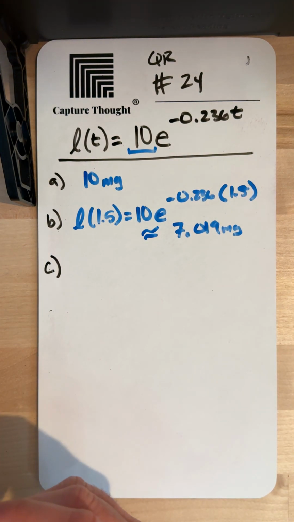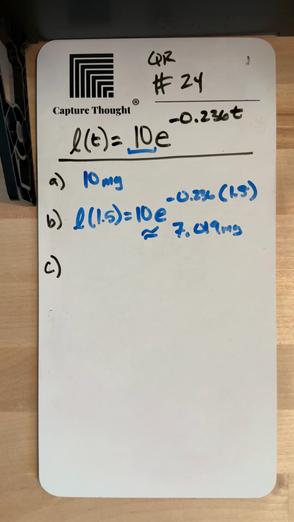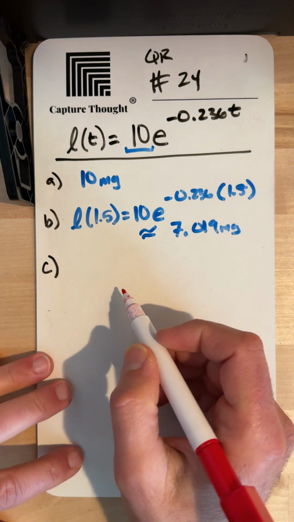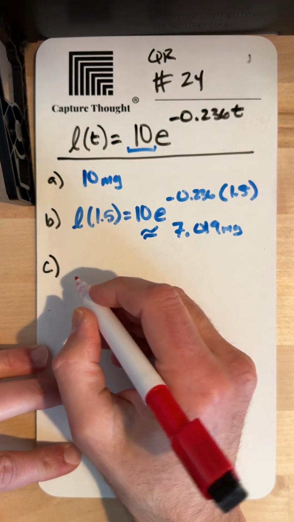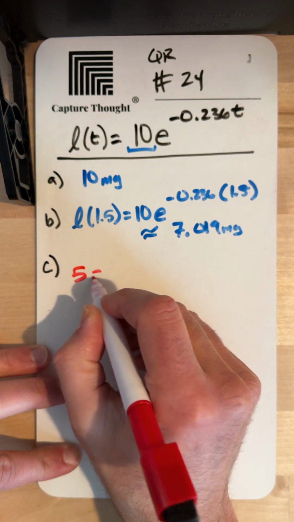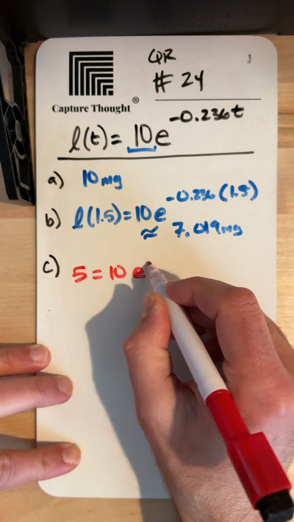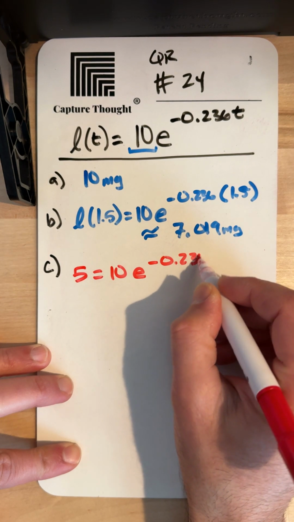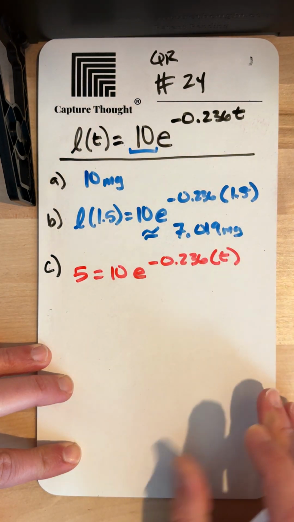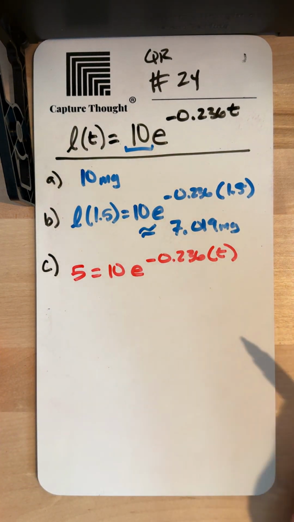Okay, then part C, it says how long is it going to take for half the dosage to be in the bloodstream, and then give your answer rounded to the nearest minute. Okay, so half the dosage of 10 milligrams is 5 milligrams. So you're going to set up and say 5 is equal to 10 e to the negative 0.236, and then t is what we're looking for. So we want to solve for t.